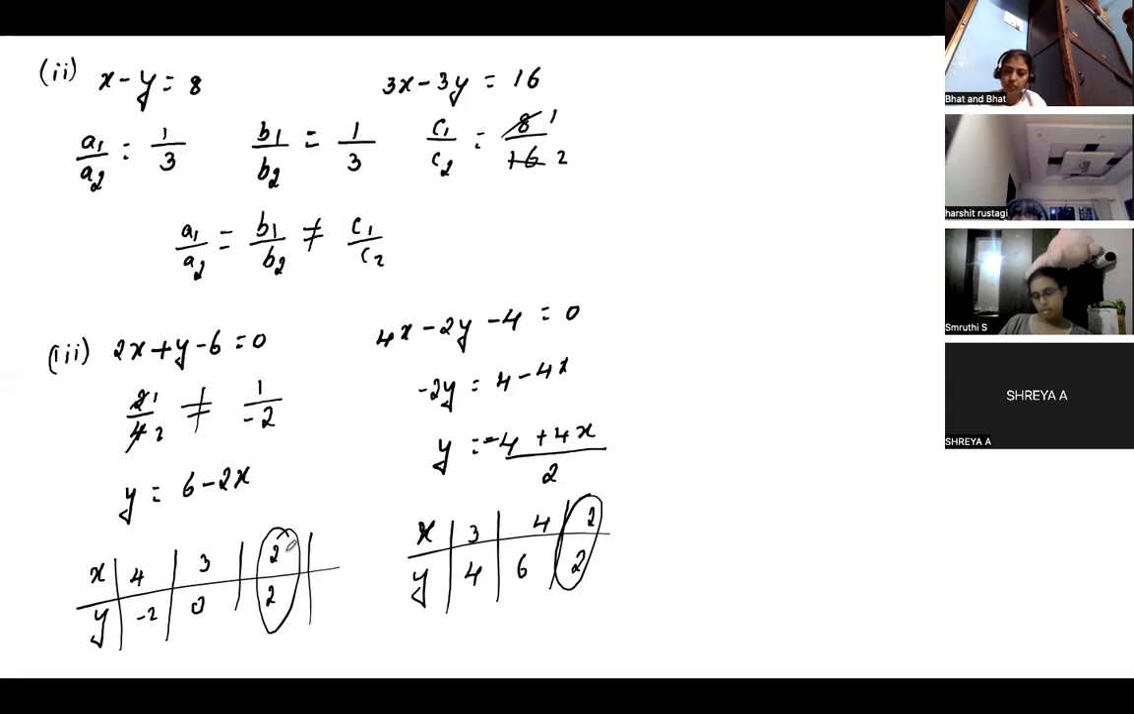Next, one more question. This one you only solve by yourself. You have to tell whether it is consistent or inconsistent, and then if it is consistent, you will have to plot the graph also.